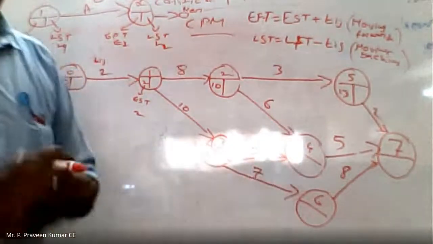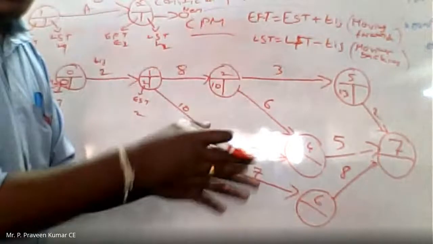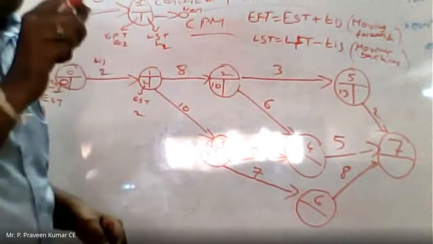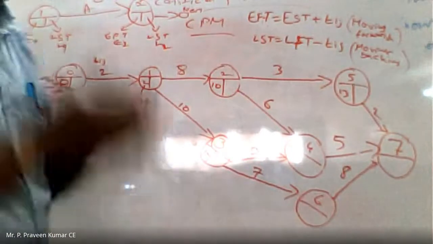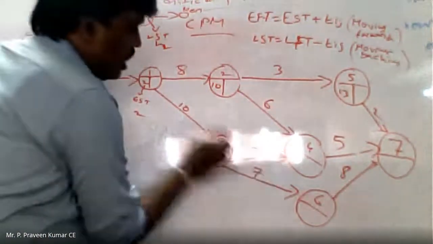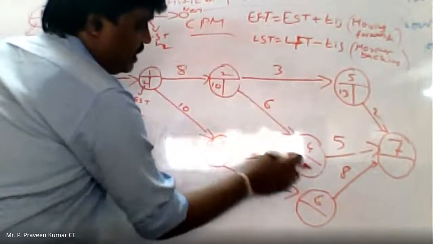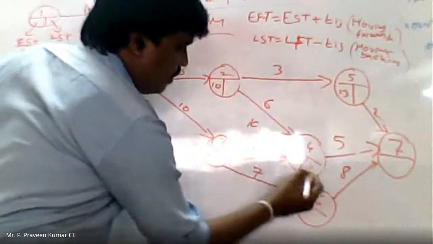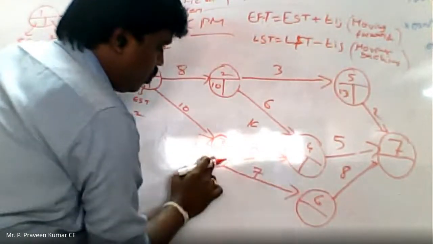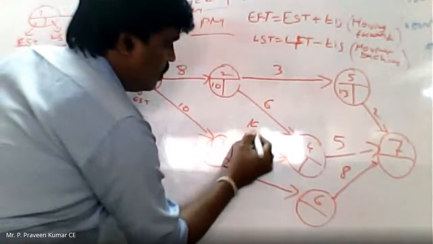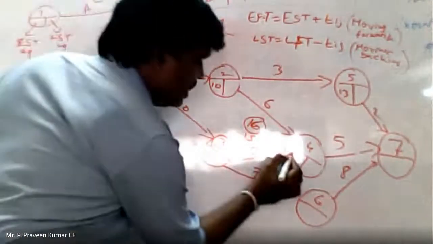At that time, what we need to do is, whenever we are calculating in the forward direction, we need to take the maximum value, the maximum duration time. How do we get the maximum duration time? See here. If you see the 2 to 4 activity, 10 plus 6 is 16. Wait 1 minute. If you go through 3 to 4, 12 plus 3, 15. So here the maximum value is 16. So that 16 we need to take.